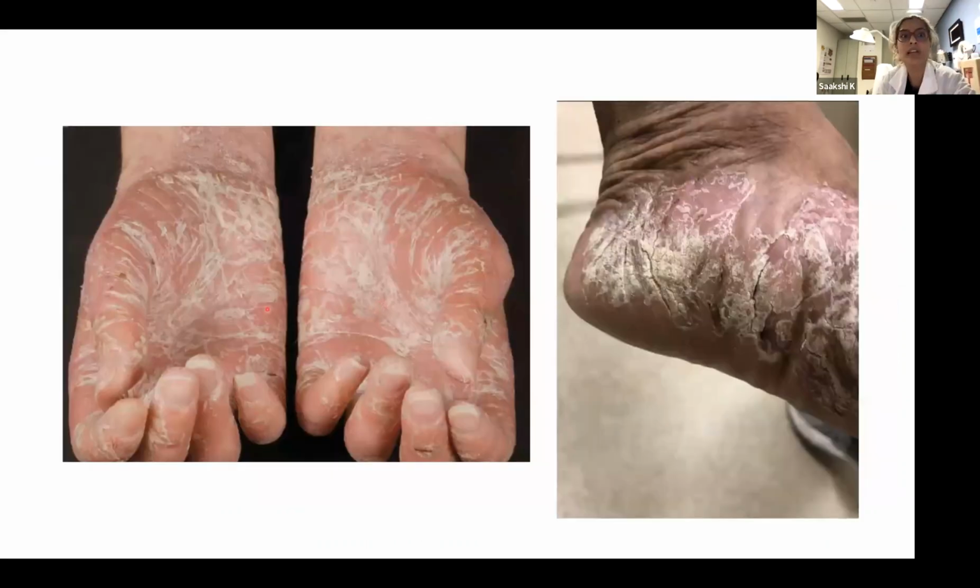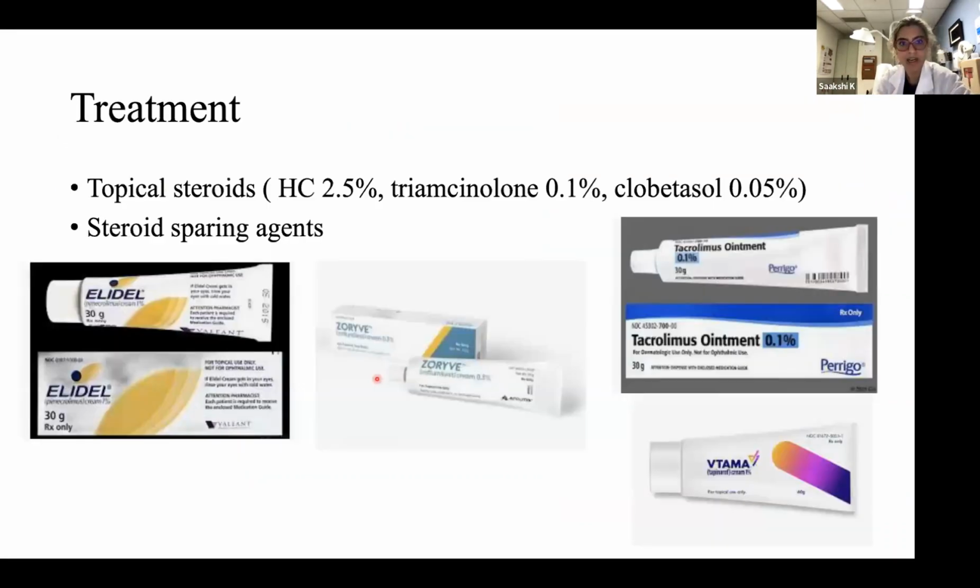And then sometimes you can just have involvement of palms and soles with hyperkeratotic thickened patches and plaques. How I know this is psoriasis is if you look at the wrist of this patient, you'll see lesions of psoriasis. But this is palmoplantar psoriasis, which is less responsive to the treatments that we use for psoriasis elsewhere. Okay. Again, same thing: hydrocortisone, triamcinolone, clobetasol, mild, moderate, severe.